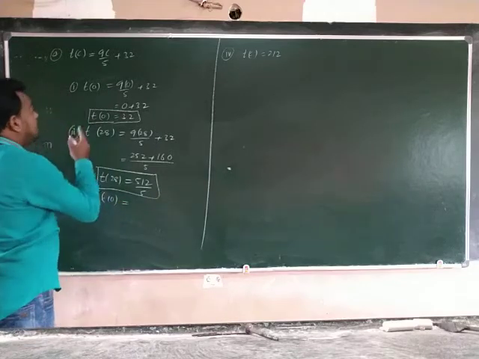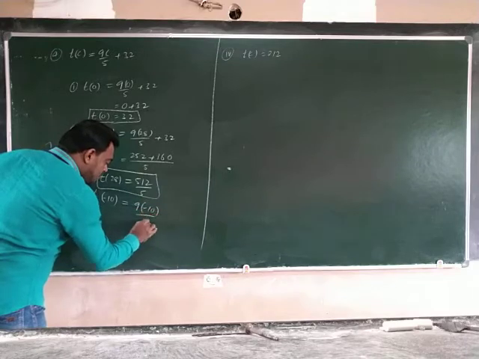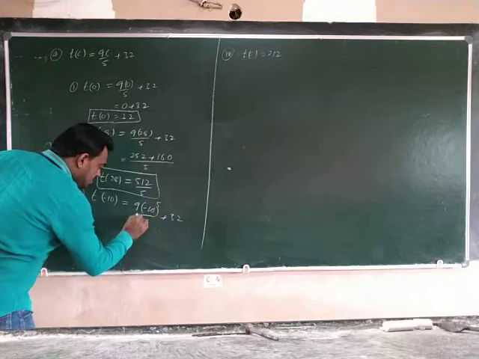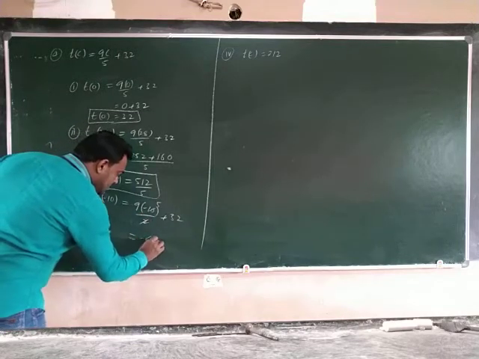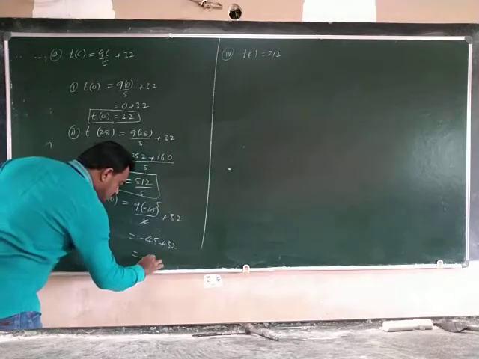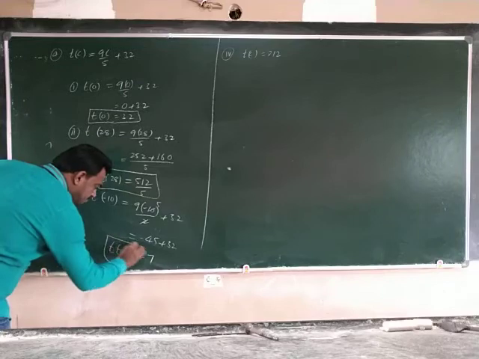Now T of minus 10. So 9 into minus 10 by 5 plus 32. 5 twos are 10, so 9 into minus 2 is minus 18, plus 32. This is equal to 14, which is T of minus 10.